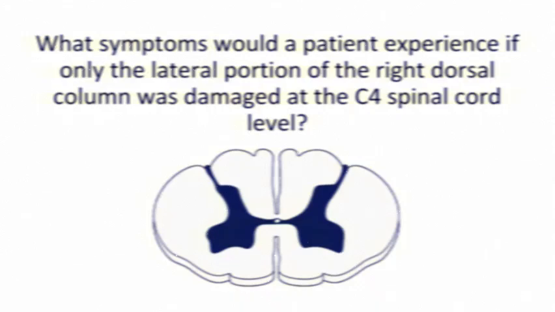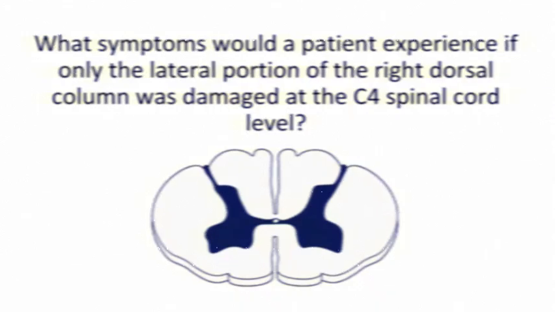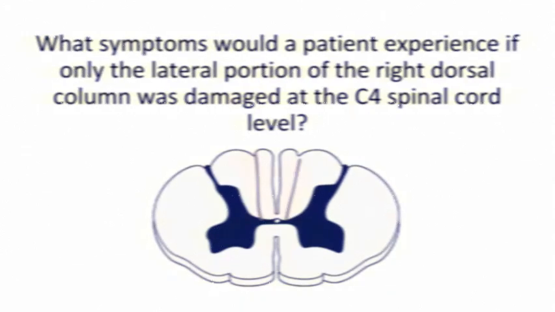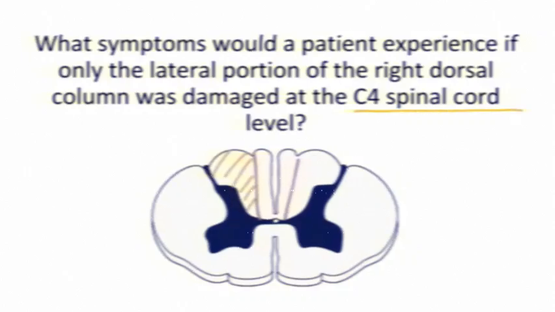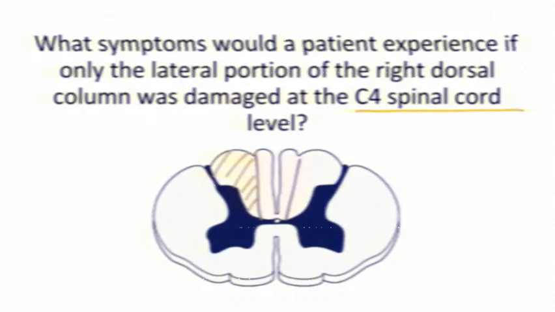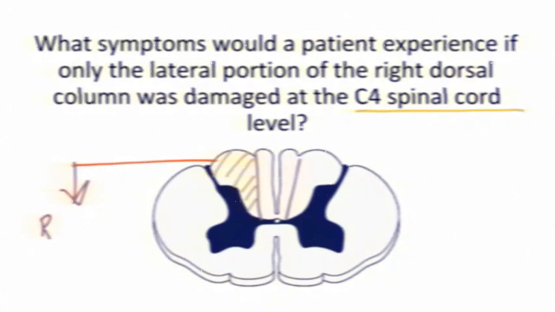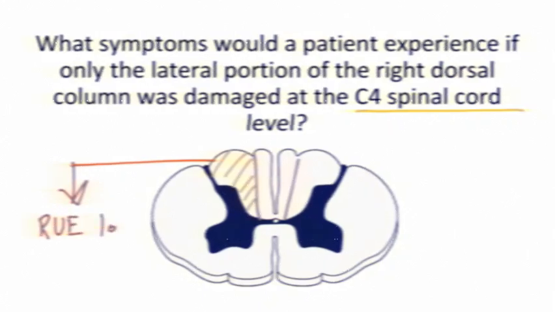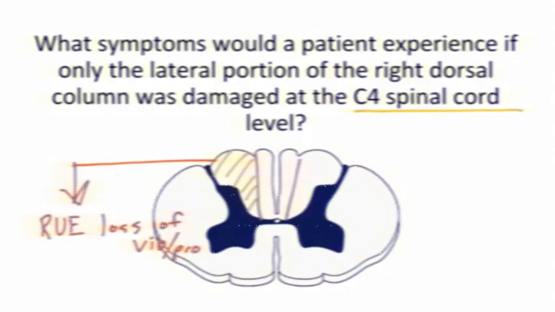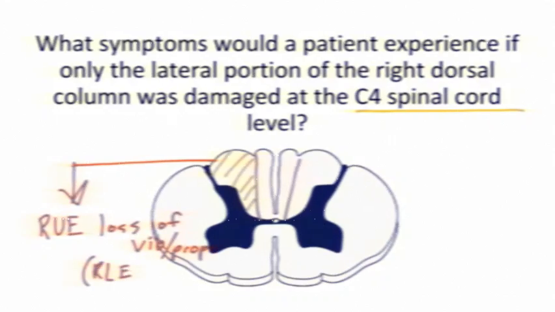So going back to the question, a patient who has damaged the lateral portion of the right dorsal column, right here, at the C4 spinal cord level, would lose vibration and proprioception of the arm, but not the leg. So we will write: the right upper extremity experiences loss of vibration and proprioception, but the right lower extremity is spared.